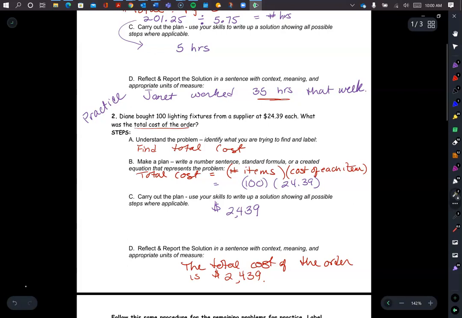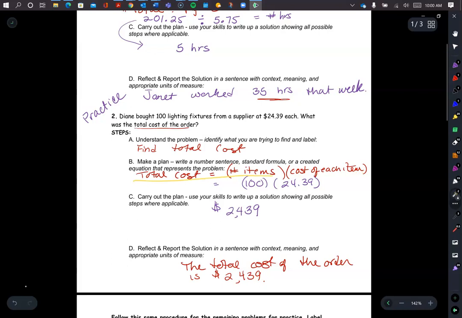So she bought 100 lighting fixtures from a supplier at $24.39 each. So we just want to write out what we're trying to find is the total cost, and then number of items times cost of each item. Now this seems kind of like, oh, that's pretty basic.